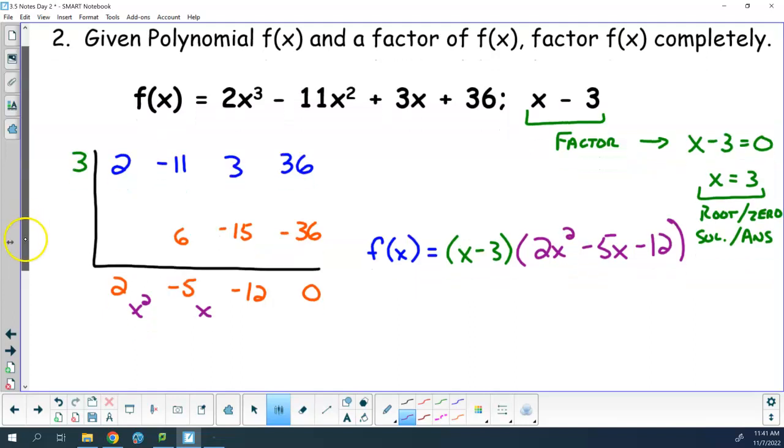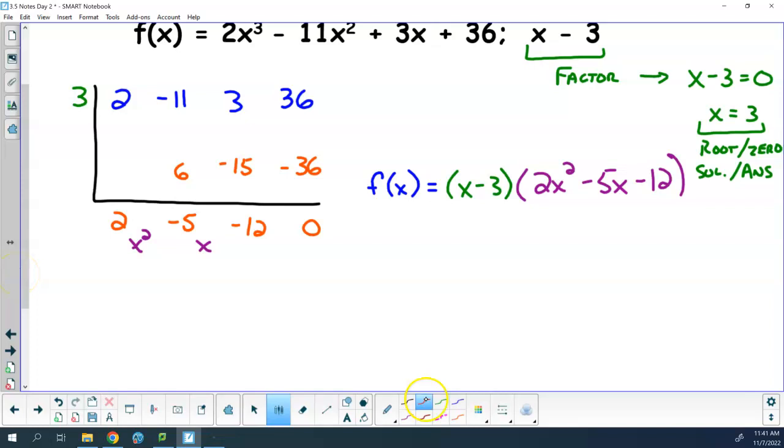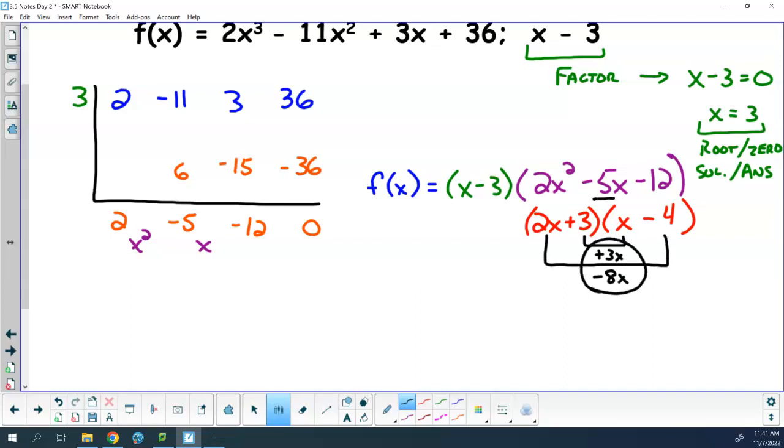Okay, let's factor it. 2x and x. 1 and 6, 1 and 12, 2 and 6, 3 and 4 are my choices. 3 first, 4 second. Positive, then negative. Okay, quick check gives me these 2 is positive 3x. These 2 is negative 8x. Together, those give me my negative 5x.